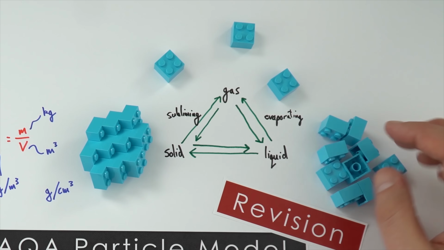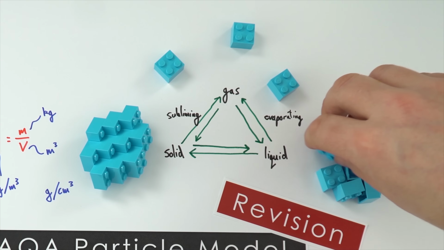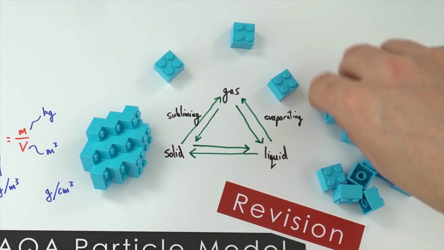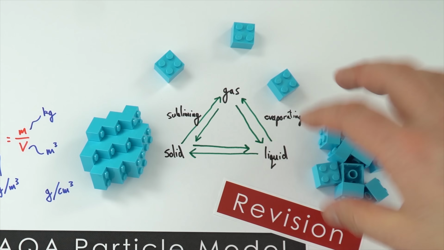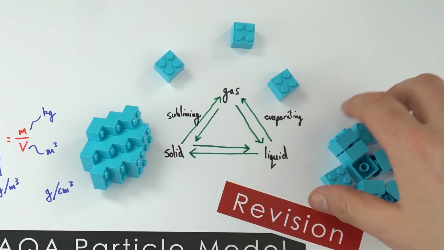And the key thing to remember is when we move from one state to another, there are no chemical reactions happening. It's just a physical change, which means it can be reversed and they can go back to the state they were in before.